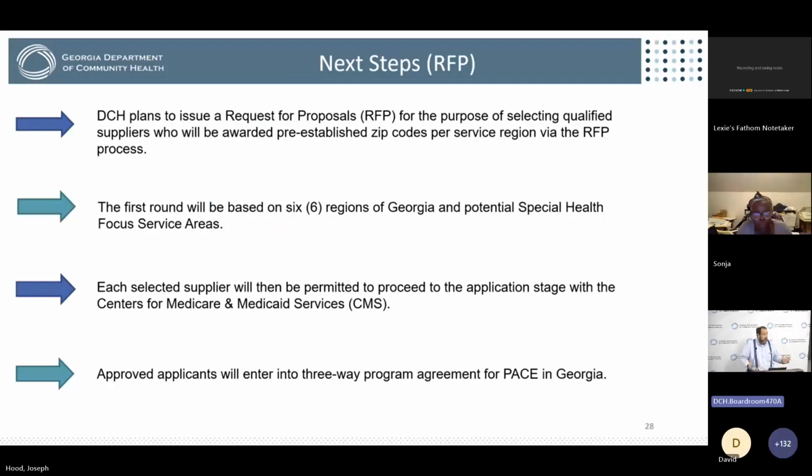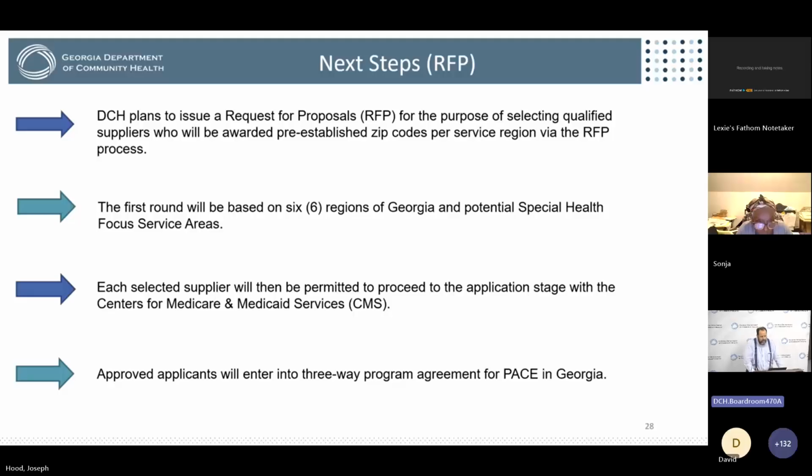So next step, RFP, right? That's where we are because we're in the middle of that board process. So that is what our big next step will do. We plan to issue a request for proposal for the purpose of selecting qualified suppliers, and they're going to be based on service regions that are established by zip code, and we'll show you those in just a few minutes. The first round, we will have 6 regions of Georgia and a potential for a special health-focused service area.